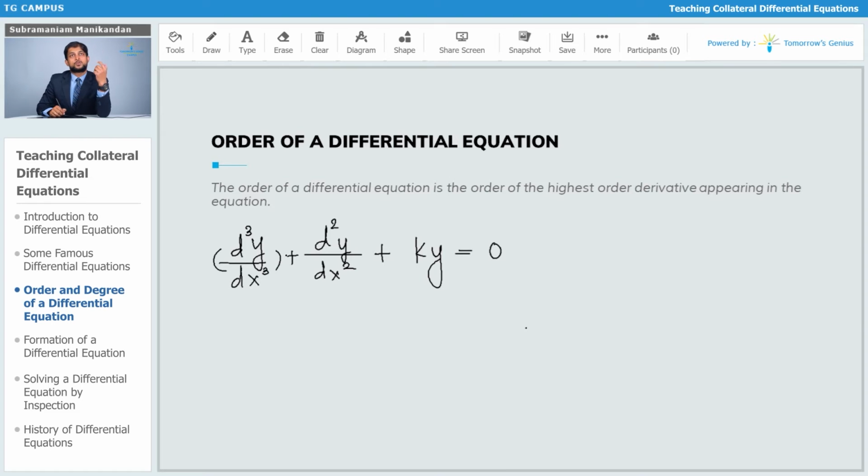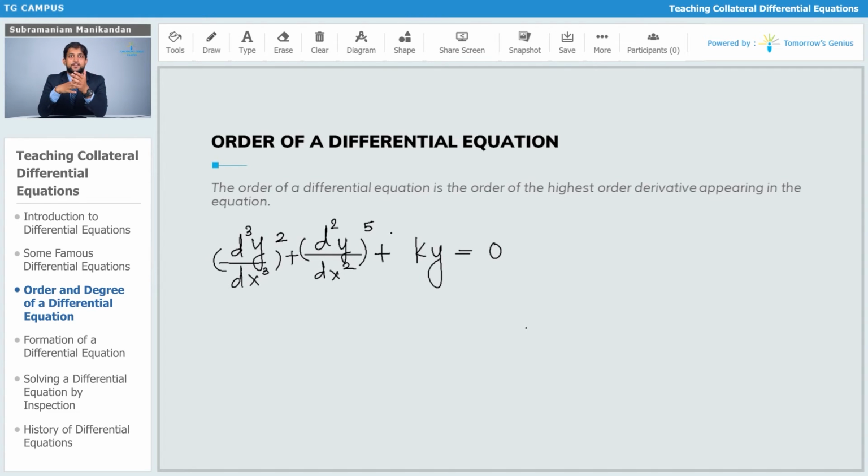Sometimes we can also have the differential coefficient term raised to a certain power. For example, the power of d square y by dx square is 5. Even though it is raised to the power of 5, it is still a second order derivative, right? Because the variables y and x here have been differentiated twice in the second term. In the first term, y has been differentiated 3 times, and therefore the order of this particular differential equation is 3.